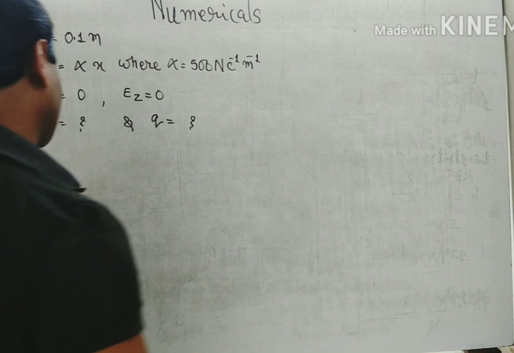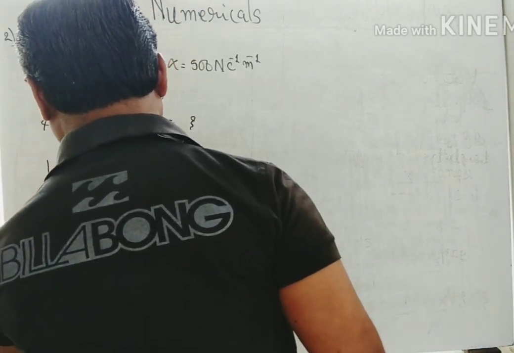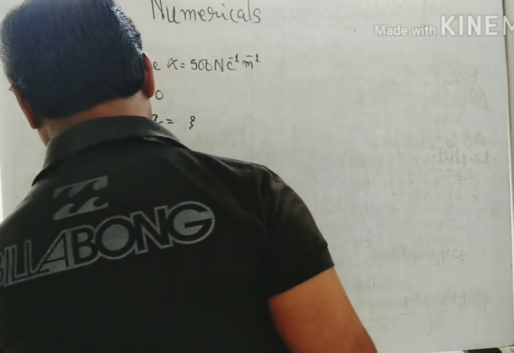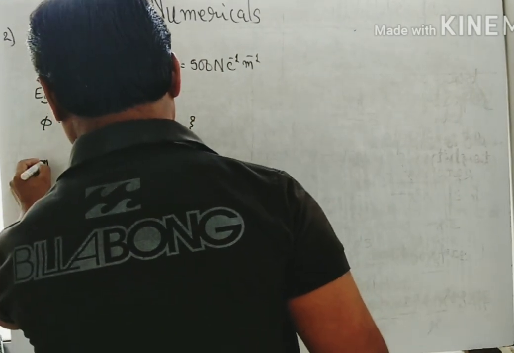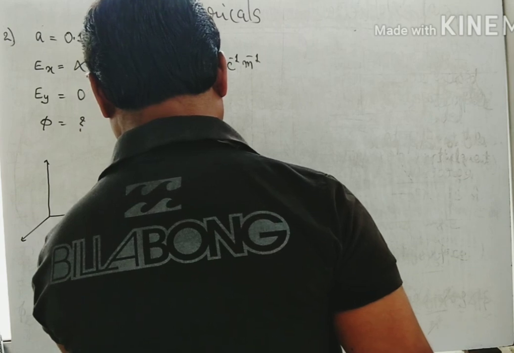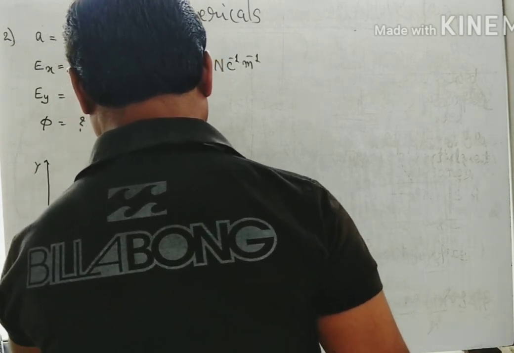So let's have the solution part now. Here, let me make the diagram so that we can have a better understanding of the question. These are the coordinate axes: x axis, y axis and z axis.